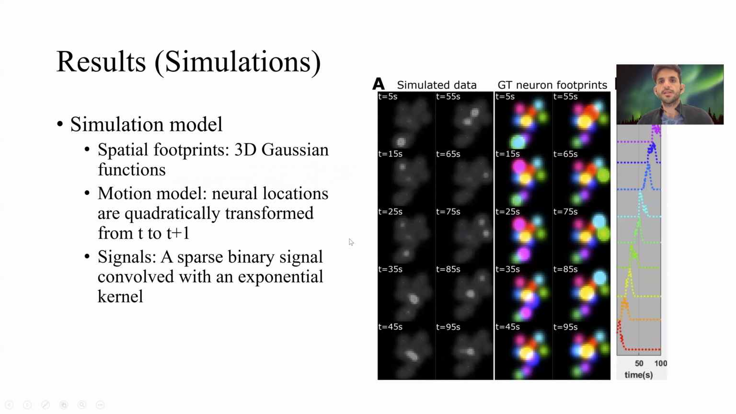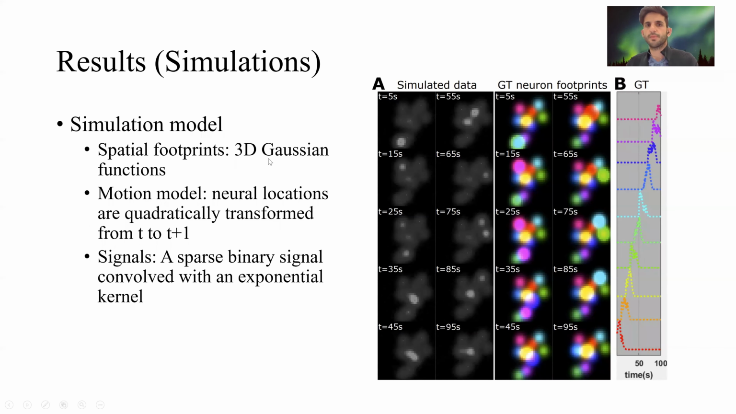So the simulations are represented on the right-hand side, and the spatial model for the simulations is 3D Gaussian functions. The motion model is a quadratic transformation between time point t and t+1, and the signals are generated using a sparse binary vector convolved with an exponential kernel. So this is how the simulated data looks. These are different time frames.